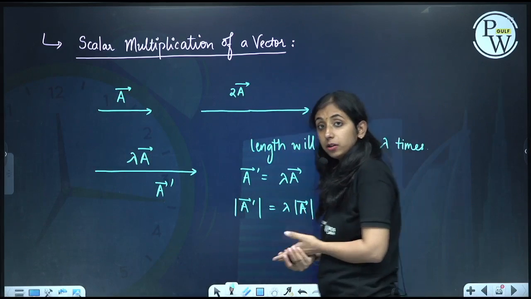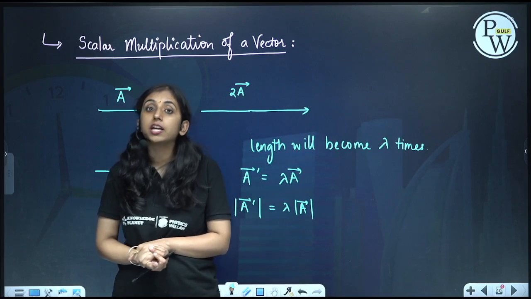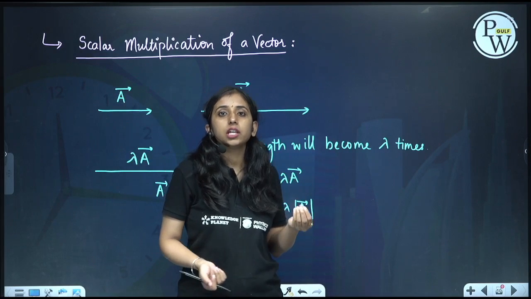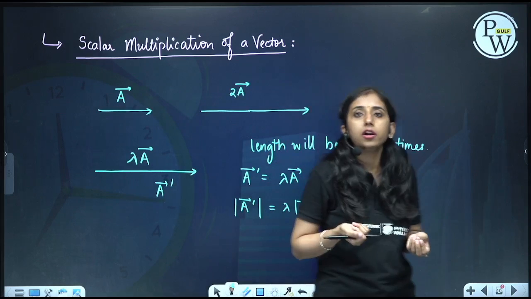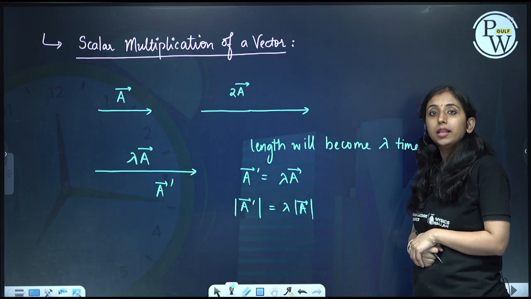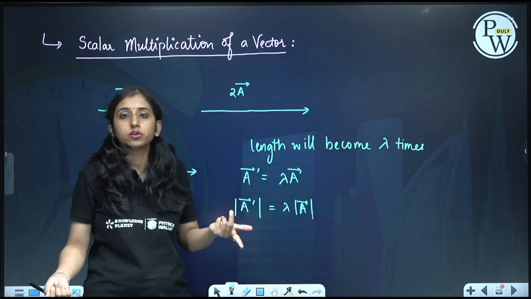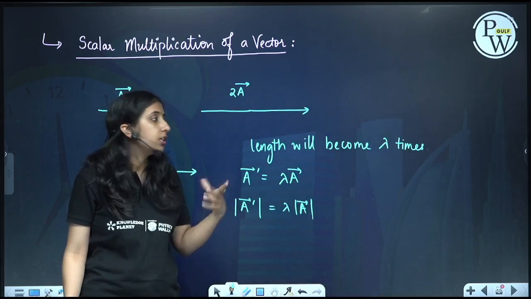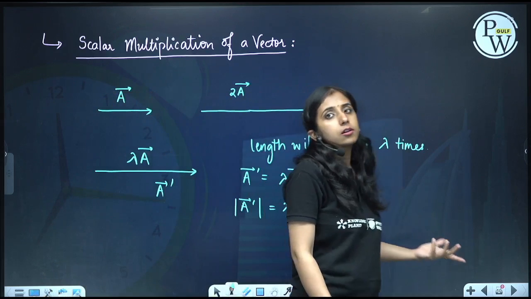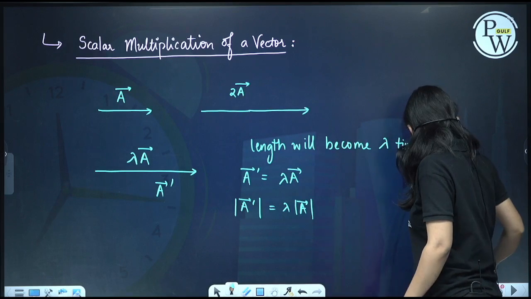Now the magnitude has changed, so the vector will change. Whenever one of the things changes, either magnitude or direction, whenever one thing of my vector changes, either its magnitude changes or its direction changes, the vector will change.